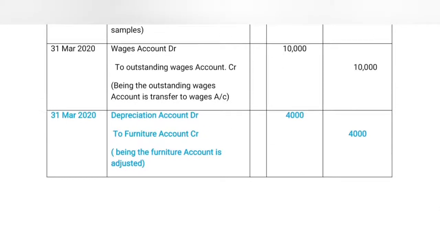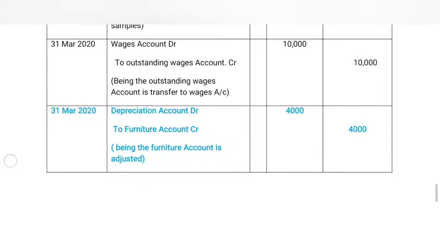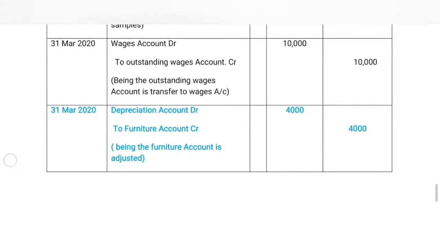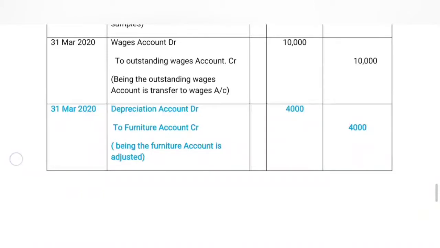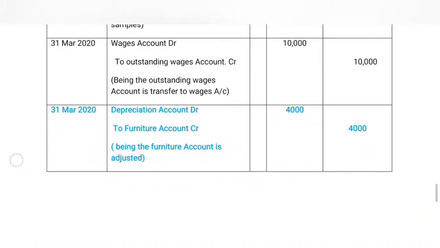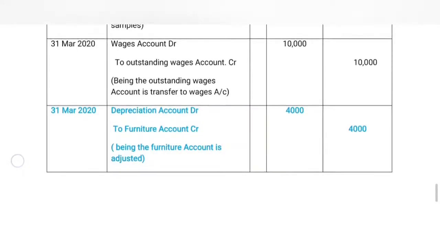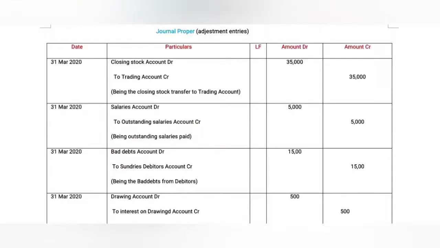Here, in the date column, 31st March 2020 is the given date. Now coming to the depreciation account, it is debit. Why? Because depreciation is an expenditure. Now coming to the credit side, to furniture account. Here the furniture account is decreased, that's the reason we take the furniture account as credit. Now the narration: being the furniture account is adjusted as decrease amount. Now coming to the amount column, 4,000 rupees, 4,000 rupees. Here all transactions are completed.